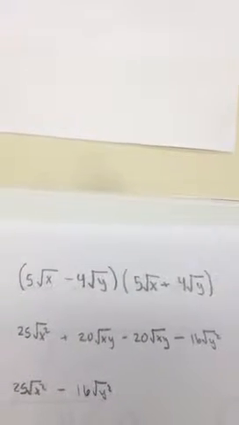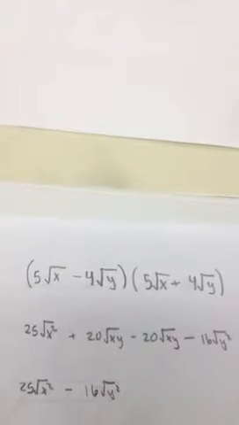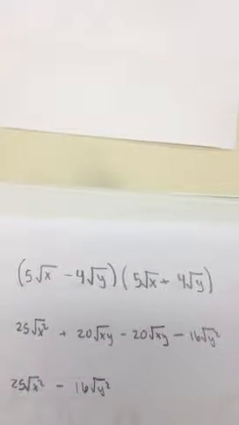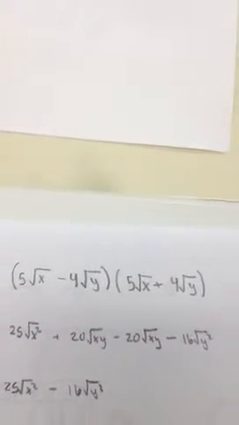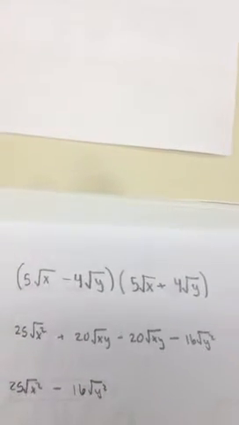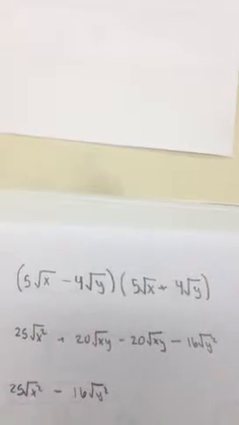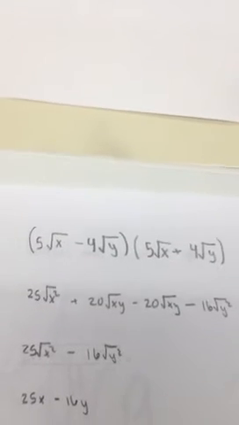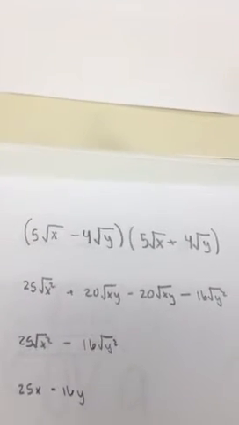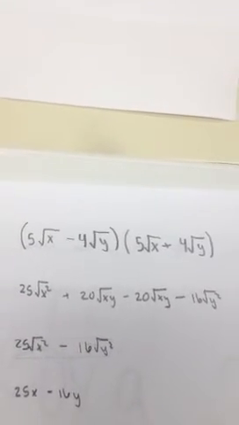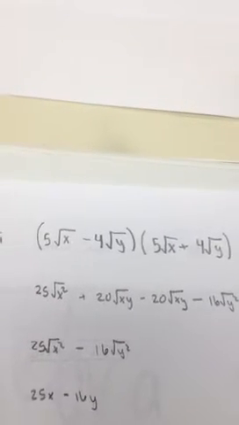So once we get our FOILed equation, we're going to want to add our like terms. So we can see that the 20 times the square root of xy can be subtracted by the 20 times the square root of xy. And that leaves us with the 25 times the square root of x squared minus 16 times the square root of y squared.